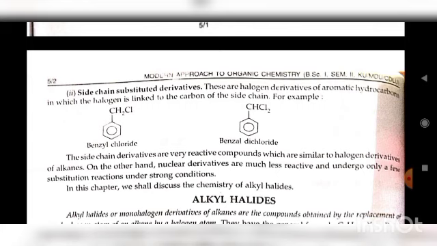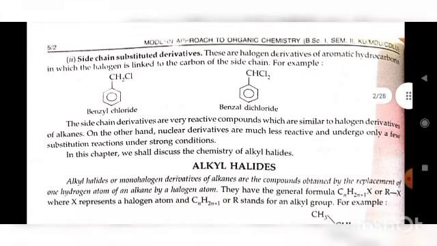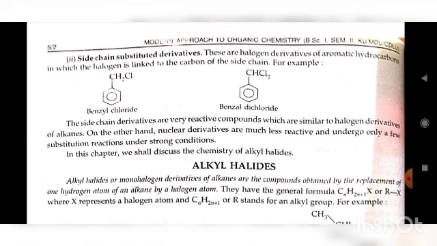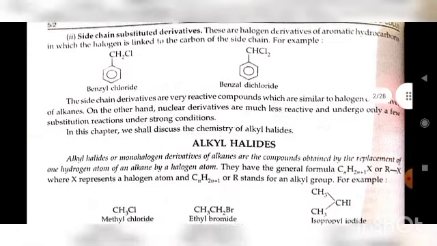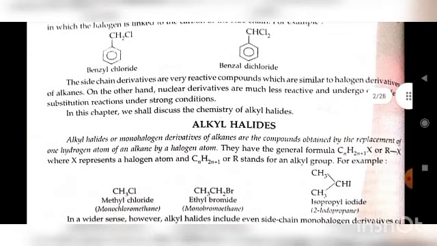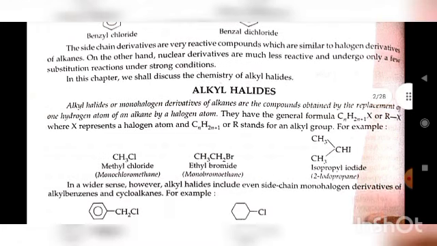In this chapter, we shall discuss the chemistry of alkyl halides. Alkyl halides. Alkyl halides, or monohalogen derivatives of alkanes, are the compounds obtained by the replacement of one hydrogen atom of an alkane by a halogen atom. They have the general formula CnH2n+1X or RX, where X represents a halogen atom and CnH2n+1 or R stands for an alkyl group. For example, methyl chloride, ethyl bromide, and isopropyl iodide.